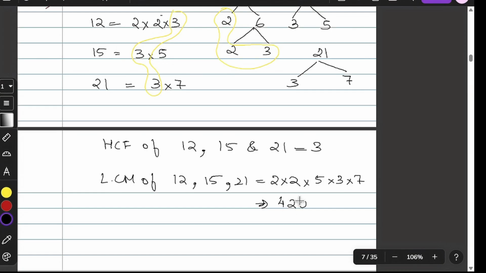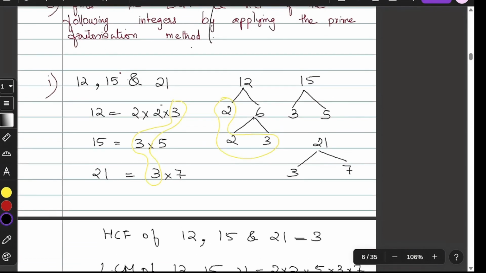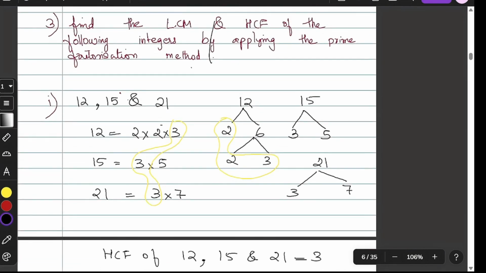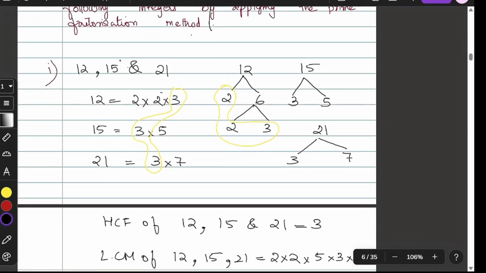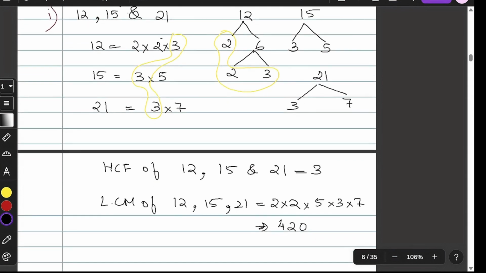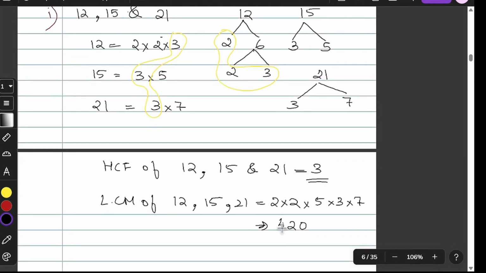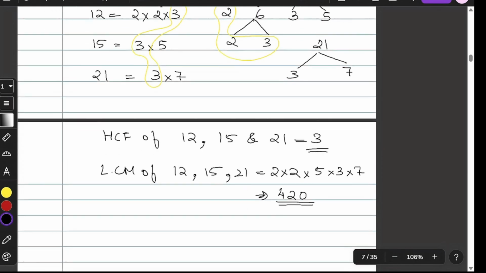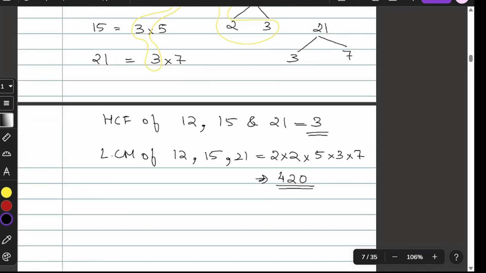Okay. They are asking to do what? They are just asking us to find the LCM and HCF. So we just need to stop it there. No need to do further because they are just asking us to find only HCF and the LCM. So we found HCF and we found the LCM. That is done here.